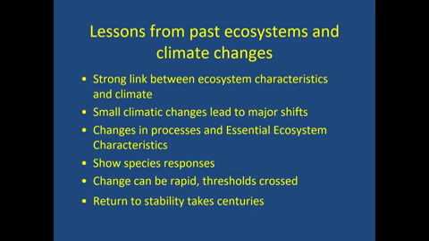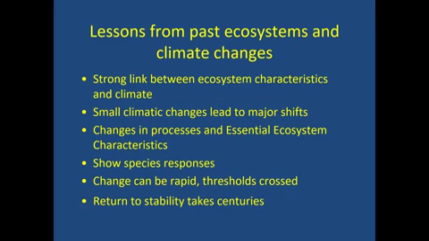So that's what's happened already. Now let's take a look at past ecosystems and the climate changes and their relationship in the past. There's a tremendously strong link between ecosystem characteristics and climate. So if the climate changes, and it's changed quite a bit over tens and hundreds of thousands of years because of the Ice Age, these climatic changes have consequences, and we have very different ecosystems as a result of different climates. We know from the work we do that small climatic changes lead to major shifts.